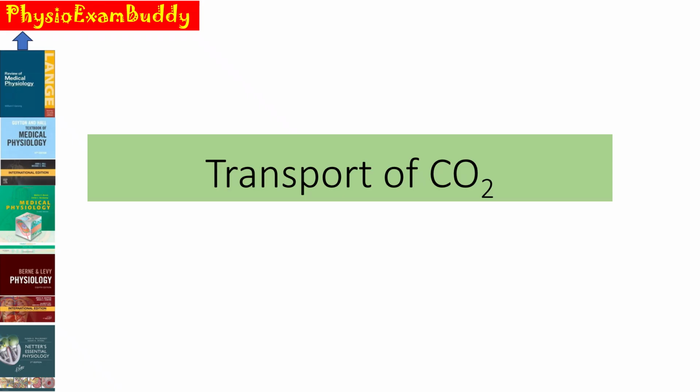In today's video, we are going to learn carbon dioxide transport in the blood, a very important and frequently asked topic in MBBS physiology. We will focus on the three forms of carbon dioxide transport, their mechanisms, and the important concepts you need to remember for your exam.